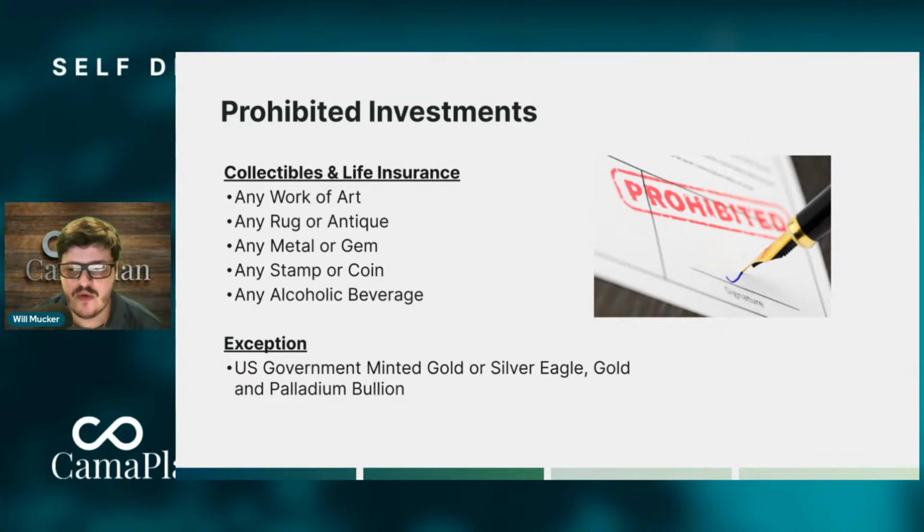The IRS wants to know what the value of the IRA is at the end of every year. If you put a piece of art into an IRA, somebody can throw paint on the canvas and say that's worth $1 million, where somebody else might look at it and say that's worth $5. So these are hard to value assets. The IRS doesn't want you putting these assets within your retirement accounts.